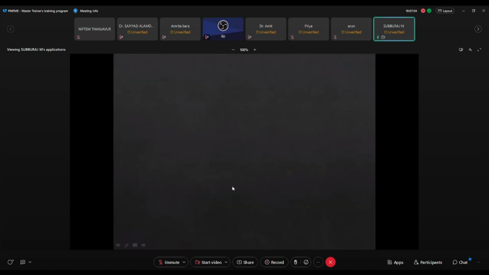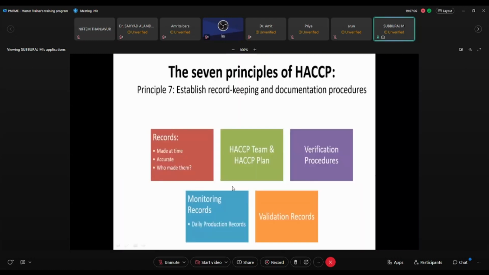Okay, these are very, very important, and the record should be made on time. Somebody thinks that okay, today I feel very tired, so I have a lot of work, tomorrow I will do the HACCP. No, you have to make it on time. When the inspection was completed, very immediately all the officers or the team have to make it on the time. It should be very accurate and very systematic. If you visit the industries, then you can see that they do it very systematically. And who is responsible for the records, that you also have to mention.